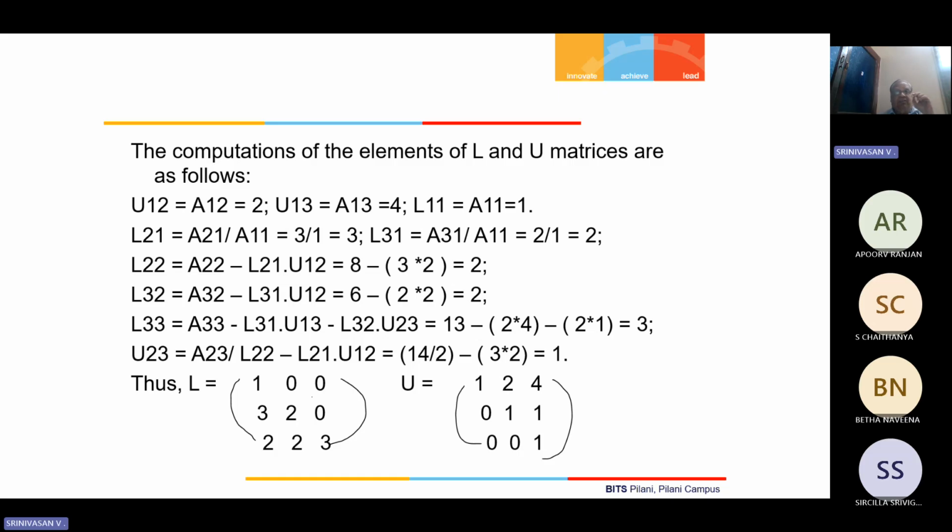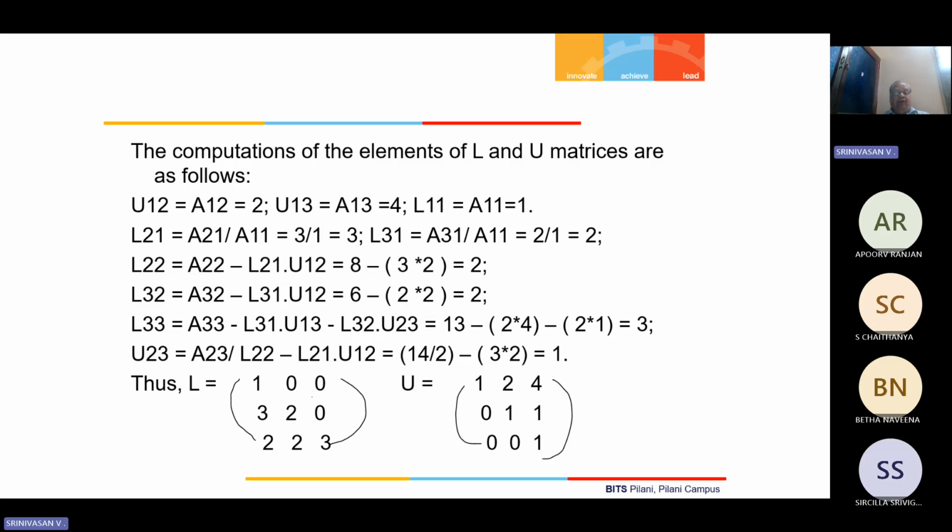In an upper triangular matrix, each of the principal diagonal entries is 1, and below that, 0. That is the definition of an upper triangular matrix. So you need to fill in the entries now. U12 is 2, U13 is 4, U23 is 1. Thus, the upper triangular matrix is 1, 2, 4, 0, 1, 1, 0, 0, 1.